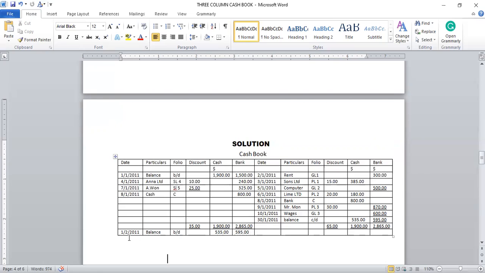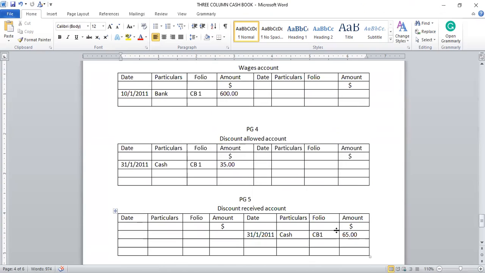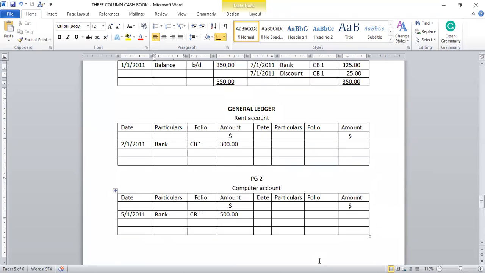So it will be brought down the following month, which is 2nd of February 2011, balance brought down, then show cash balance of $535 and bank balance of $595. Then when we are done, we take the total of what? The discount allowed, $35, and the discount received, $65, to the general ledger. So let us go to the general ledger, the total of the discount allowed and the discount received.